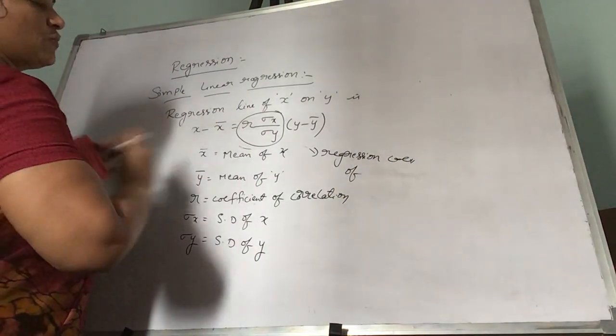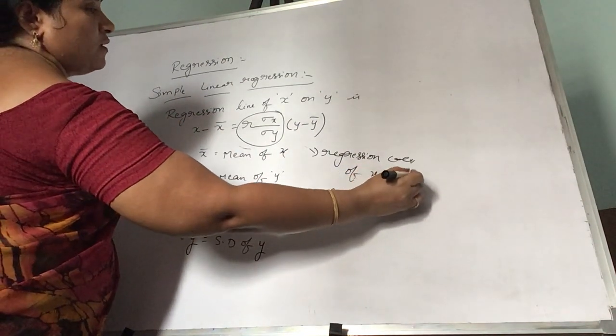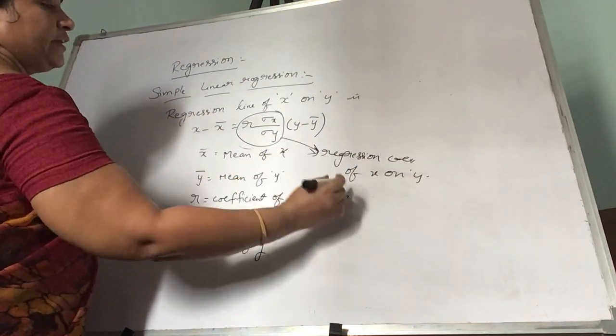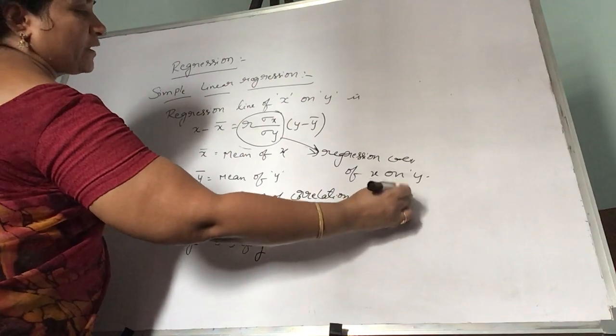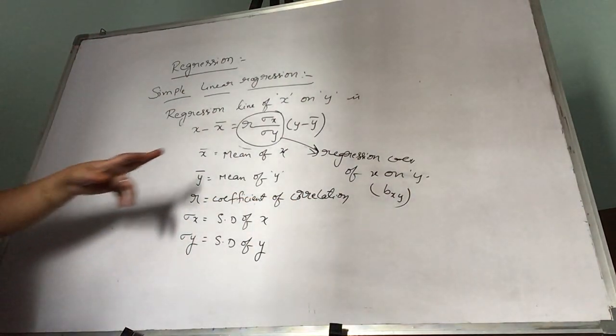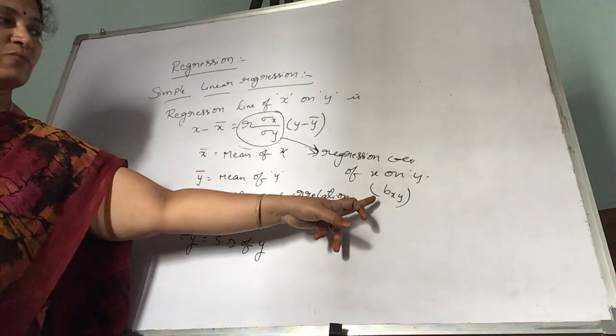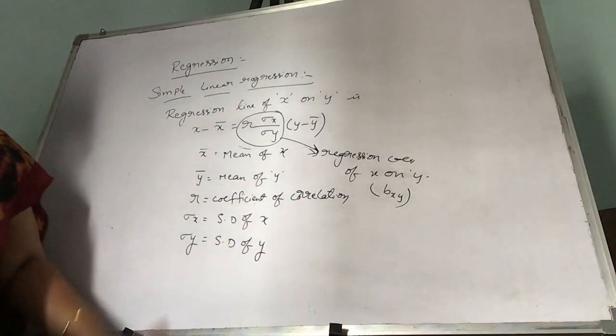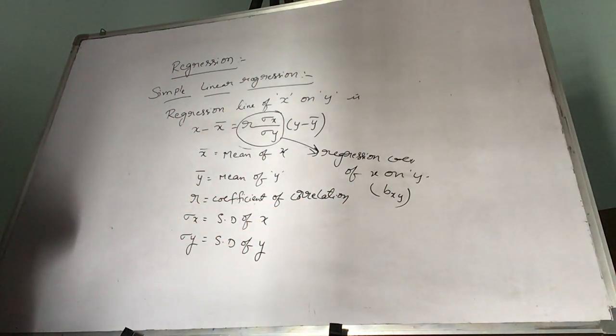This is the regression coefficient of x on y, and it is denoted by bxy. This is about the regression line of x and y.